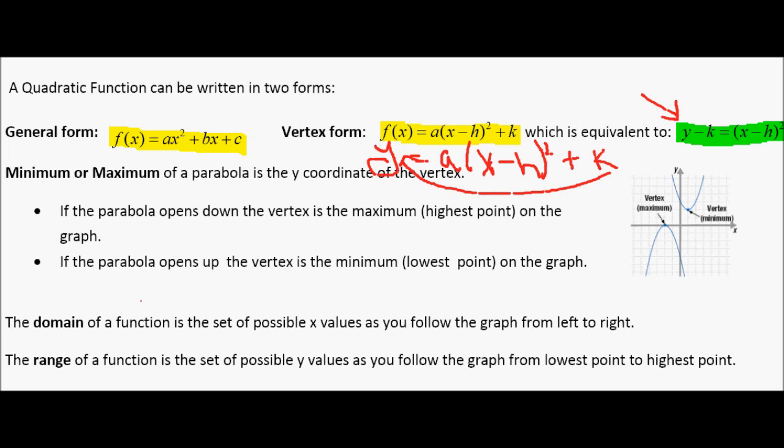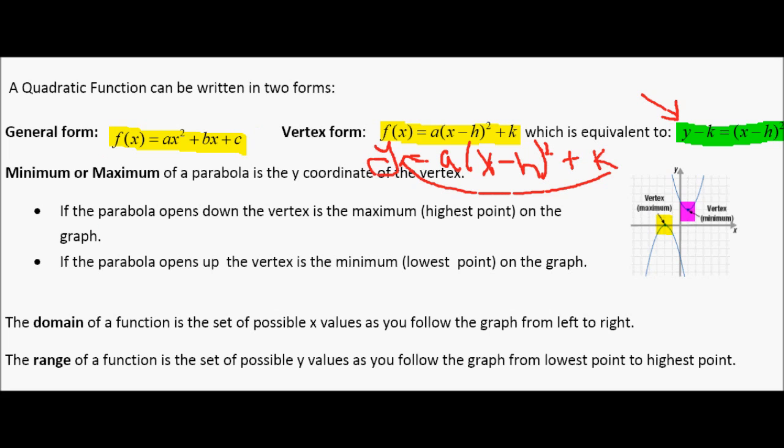And we also talked a little bit about minimums and maximums. Remember, if a parabola opens downward, the vertex there becomes the highest point. So that vertex becomes the maximum. If the parabola opens up, then this vertex becomes the lowest point or the minimum. And it's actually the y coordinate of the vertex that tells you what the minimum or maximum is.